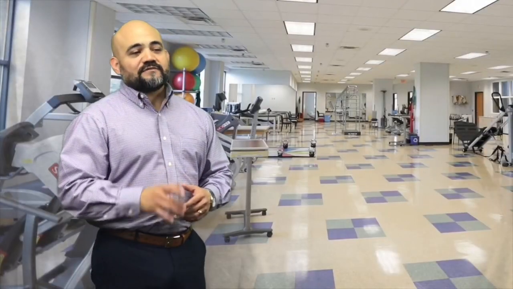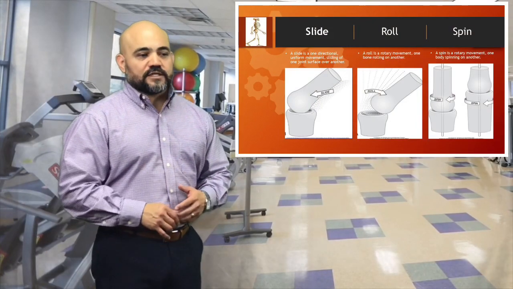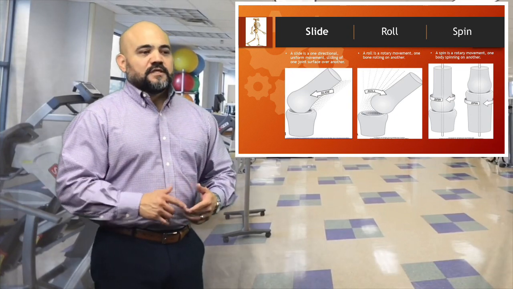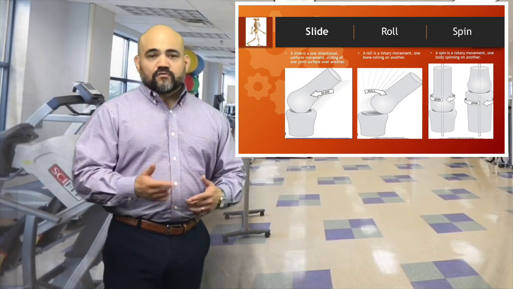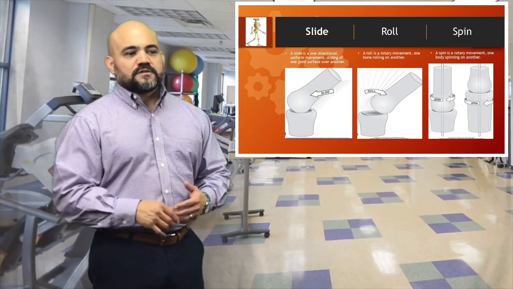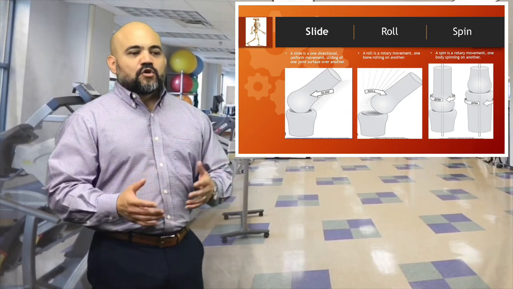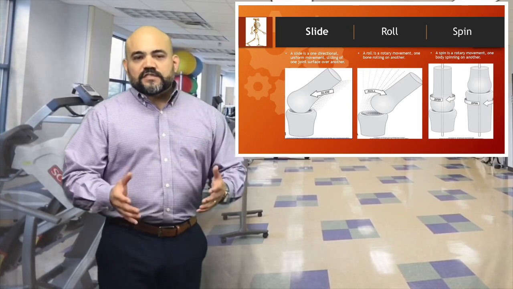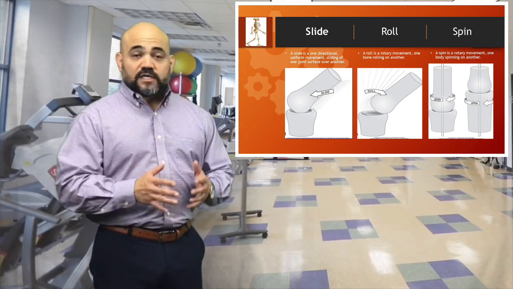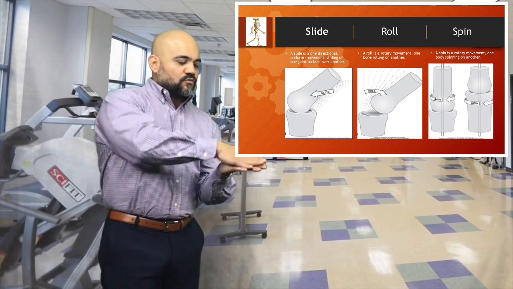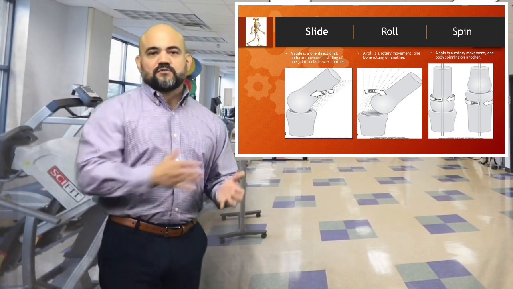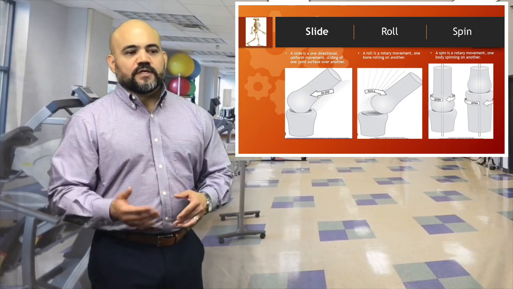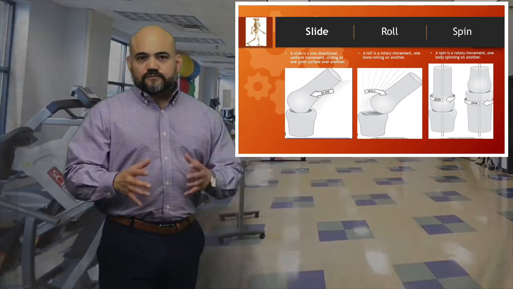As you can see here, I have a slide, roll, and spin on the screen. So a slide is one directional uniform movement, sliding of one joint surface over another. The roll is like a rotary movement, one bone rolling on another surface. If you want to think about it like a rocking chair and how it rocks over the floor, that's exactly what the roll would be. And a spin is just that. A spin is a rotary movement, bone spinning on another bone.